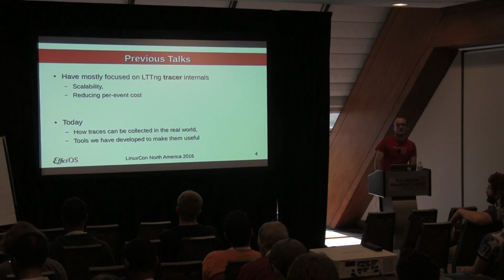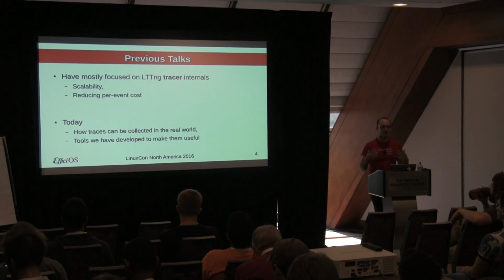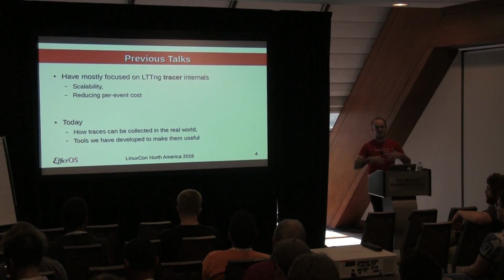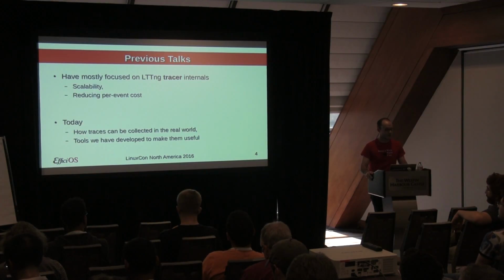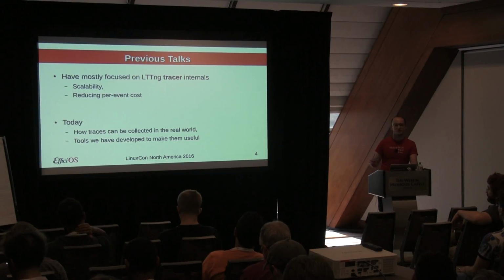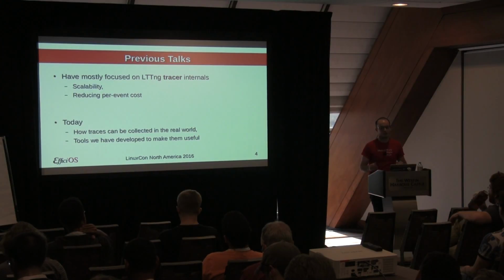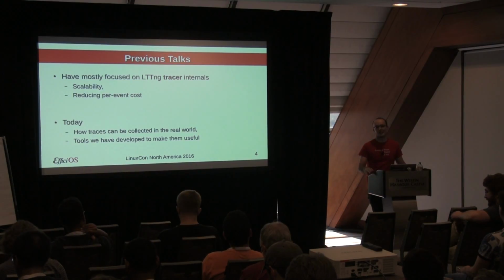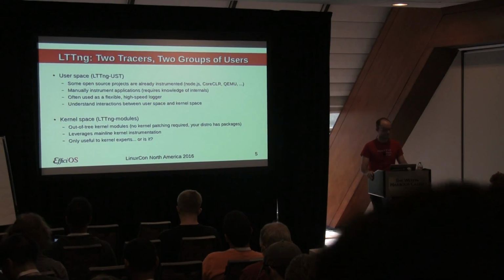Previous talks about LTTng have mostly focused on the internals, how we made it scale like it does right now, how we've reduced the per-event cost. Today, I'm not going to go into the internals of the tracers themselves. I really want to focus on how the traces are actually collected in the real world and what you can do with them. So, why you should trace?